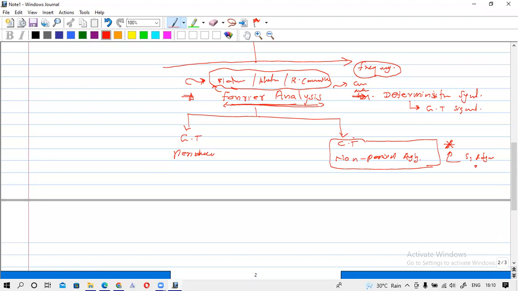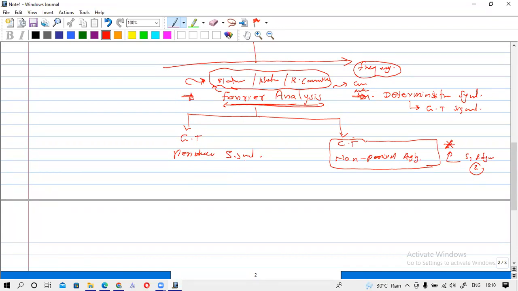In the next semester you have to do this subject also, no? Signal and System 2. There you will learn continuous time non-periodic signal analysis using Fourier analysis. In this course we are mainly focused on continuous time periodic signal analysis using this Fourier tool.